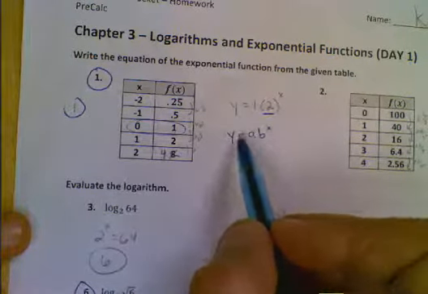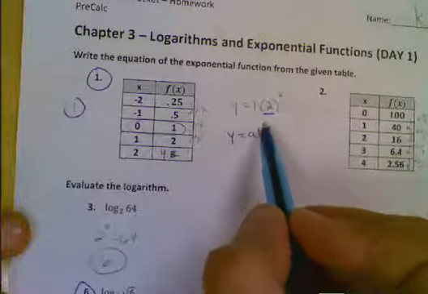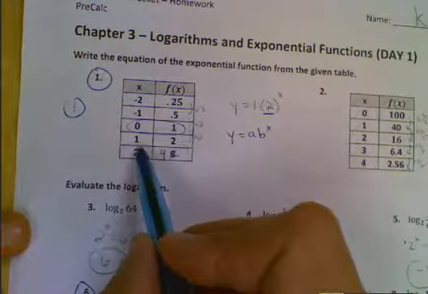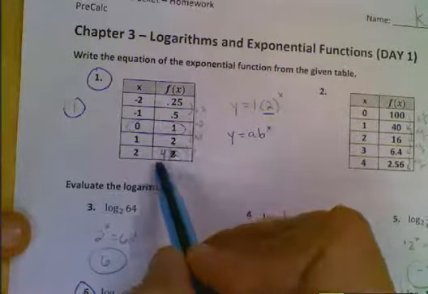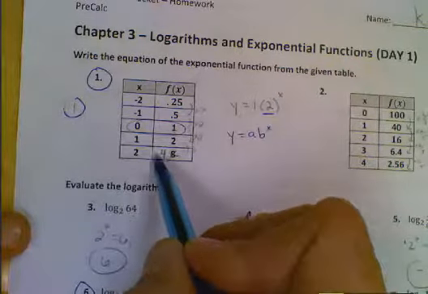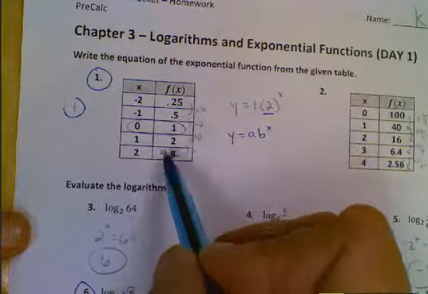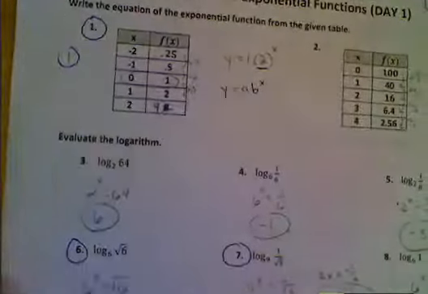And once you think you have it, like I have y equals 2 to the x for this one, you can test it out. If I put in 1, 1 times 2 to the first is 2. That works. If I put in 2, 1 times 2 squared is 4. That works. So that's a good way to check it. All right, so you'll do one question like that.